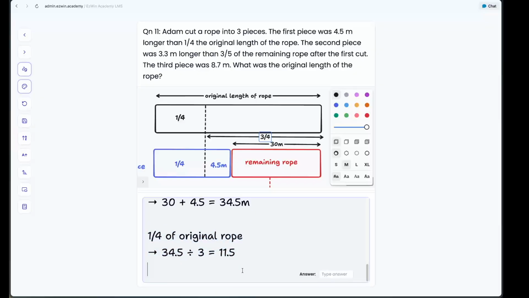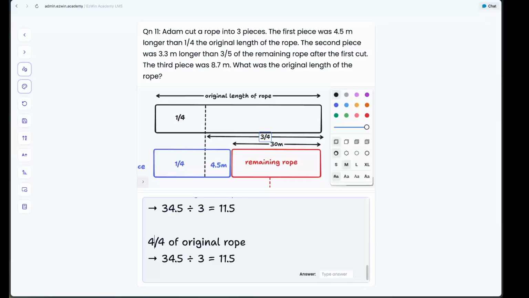So the total length of the original rope, 4/4 of the original rope, is 11.5 times 4. And this will give us 46 meters. Okay, there you go. So that's the answer, 46 meters.